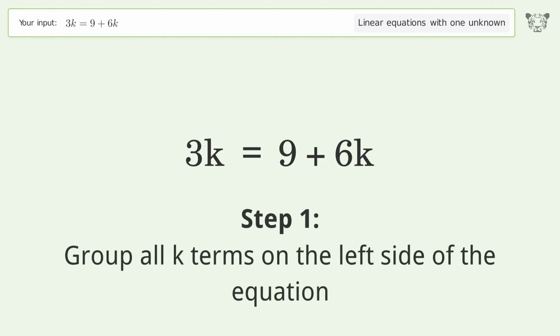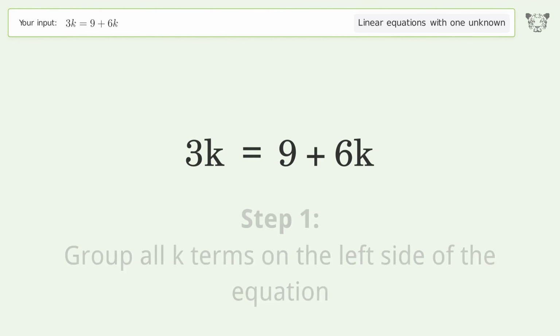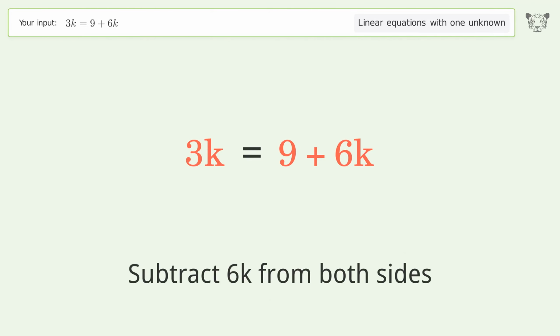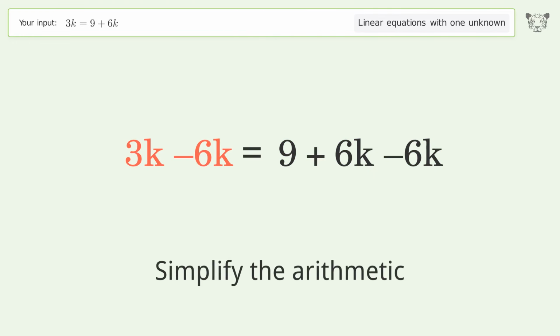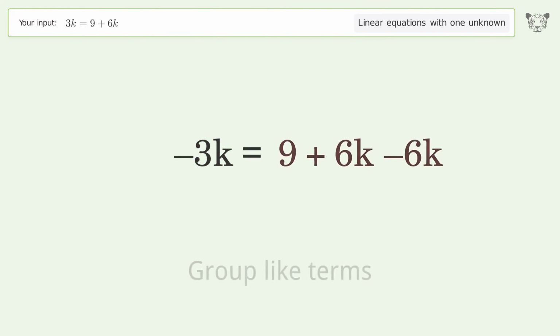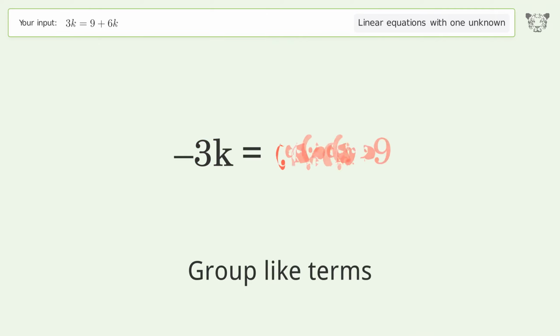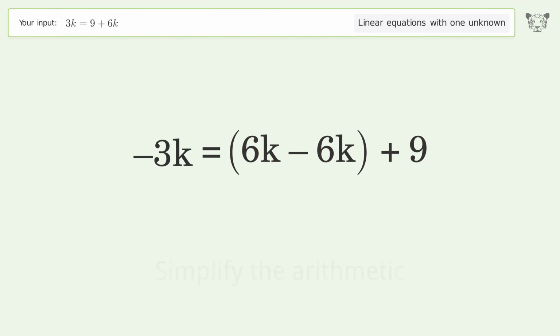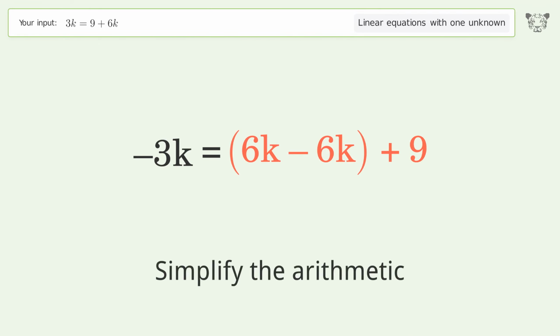Group all k terms on the left side of the equation. Subtract 6k from both sides. Simplify the arithmetic. Group like terms. Simplify the arithmetic.